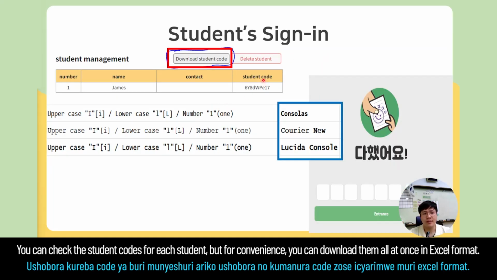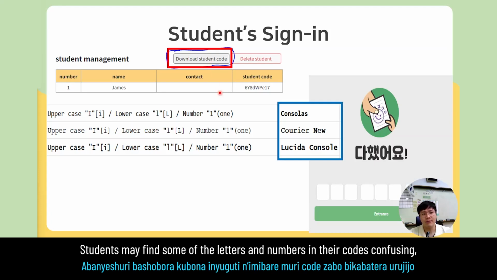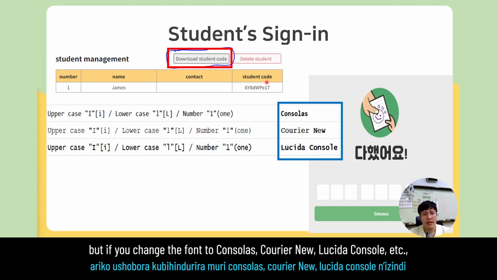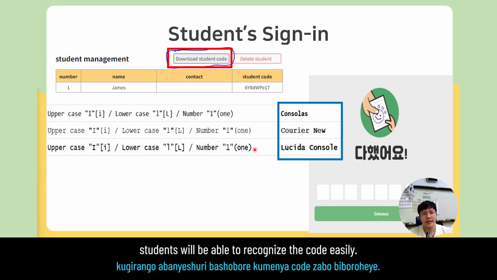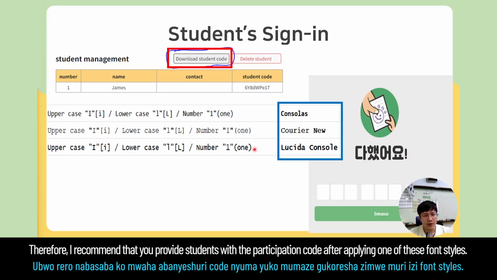You can check the students' codes for each student, but for convenience, you can download them all at once in Excel format. Students may find some of the letters and numbers in their codes confusing, but if you change the font to Consolas or Lucida Console, students will be able to recognize the code easily. Therefore, I recommend that you provide students with a participation code after applying one of these font styles.